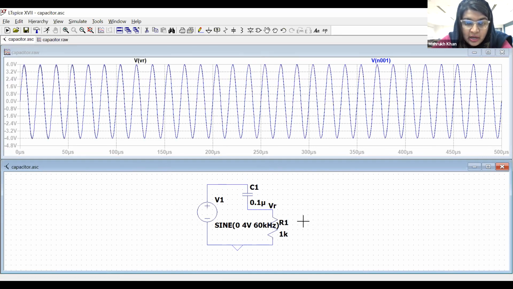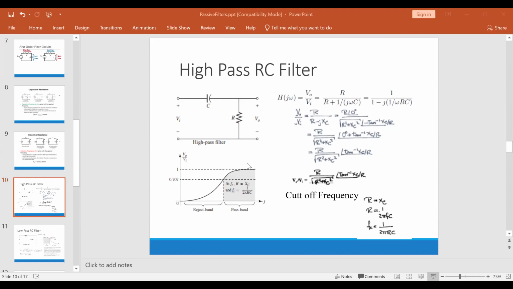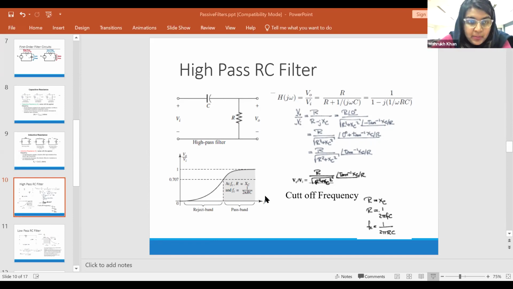So you can see that at higher frequency, the signal is not attenuating at all. So V naught over VI is almost one, right? That's why you should see that graph that we are seeing here when we will be plotting that. This graph, because at higher frequency, you can see that your V naught over VI is becoming one. Sounds good? Okay, so this is the high pass filter, which is letting high frequencies pass, okay?